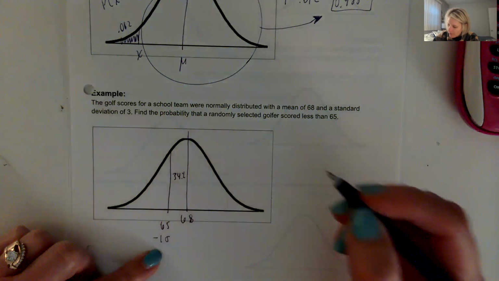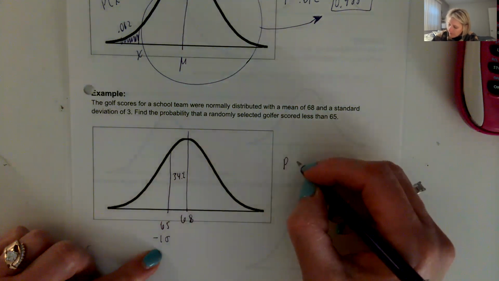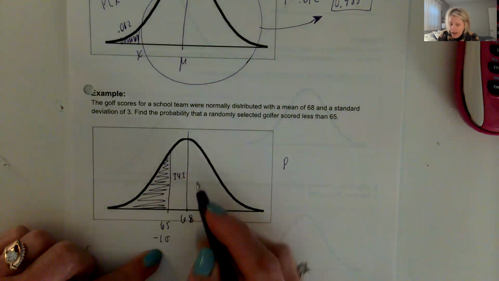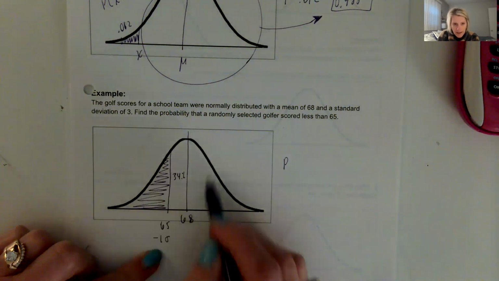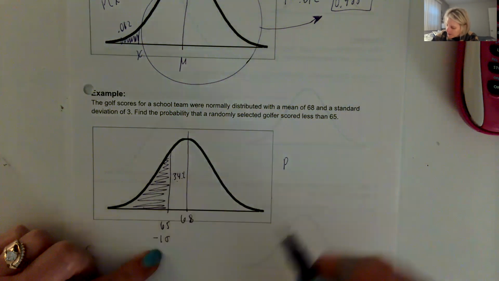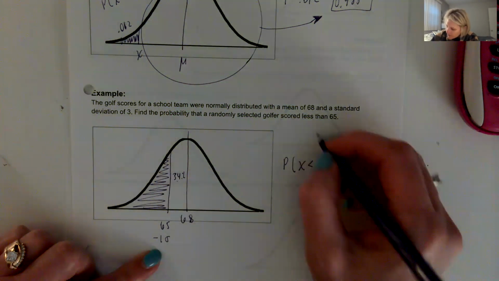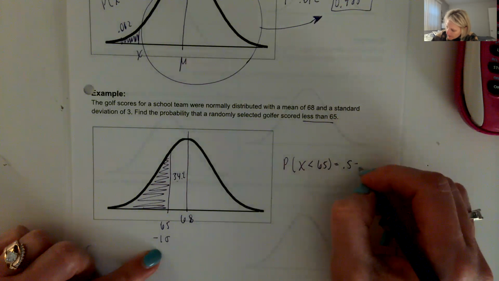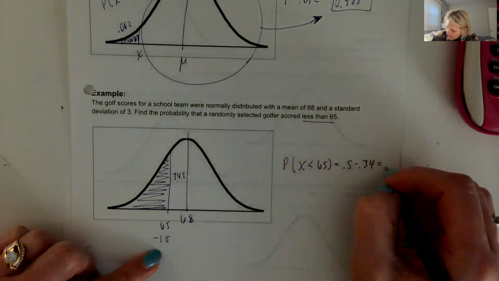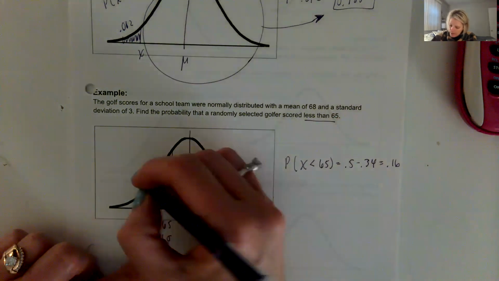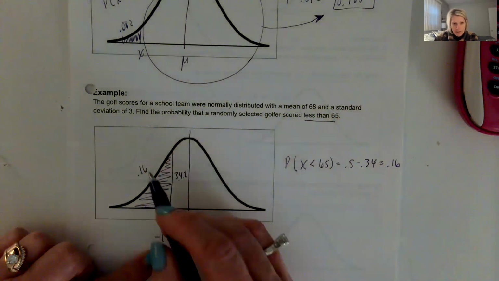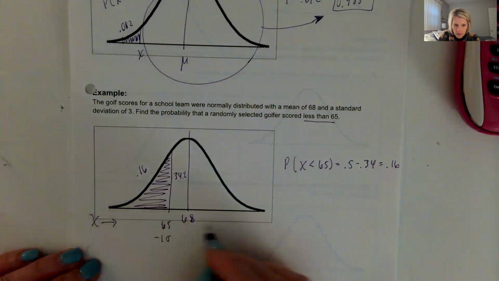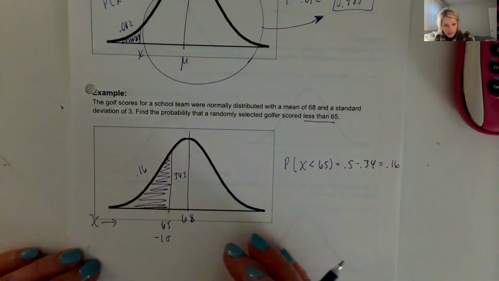So we know that 1 standard deviation below the mean is 34%. So the probability that it's less than that has to be the difference between 0.5 and 34%. So the probability that X is less than, because it said less than 65, is going to be equal to 0.5 minus 0.34. So that will be 0.16. So remember, area and probability always gets drawn on the top of the curve, and your X values can only be drawn at the bottom, kind of like a number line is how we're envisioning those.